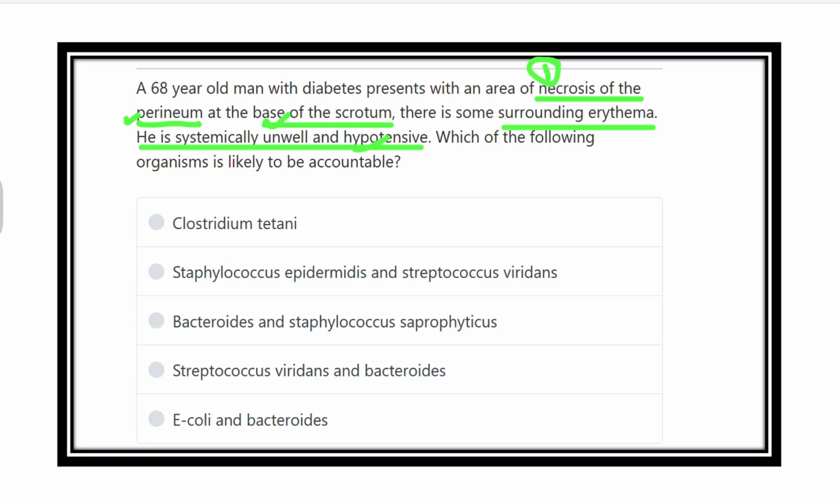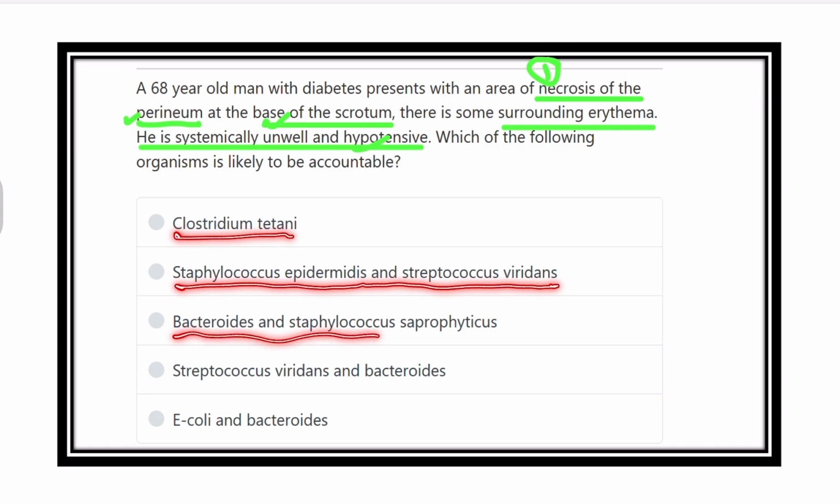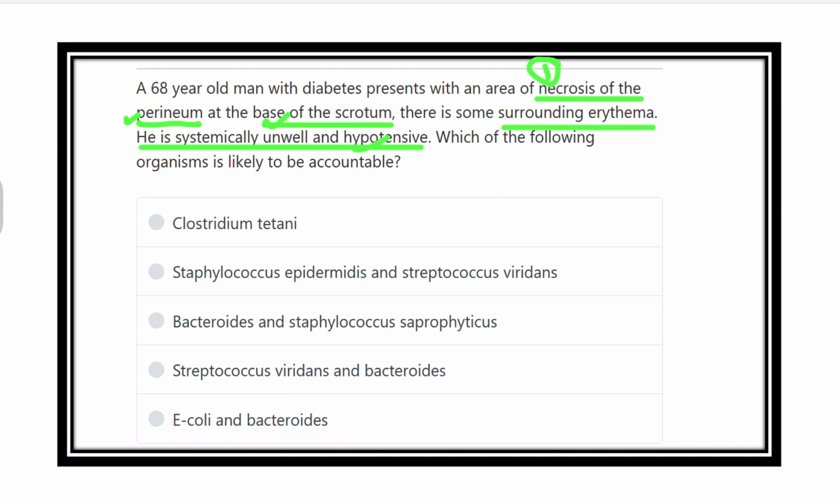Here the options are Clostridium tetani, Staphylococcus epidermidis and Streptococcus viridans, bacteroides and Staphylococcus saprophyticus, Streptococcus viridans and bacteroides, E. coli and bacteroides. So which of the following organisms is responsible for this severe condition? That means there is necrosis or death of cells or tissue in the area of the perineum and base of the scrotum, also erythema, and this infection goes to the blood and causes septicemia.